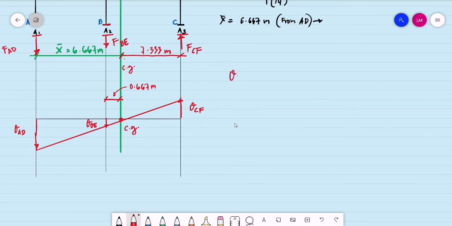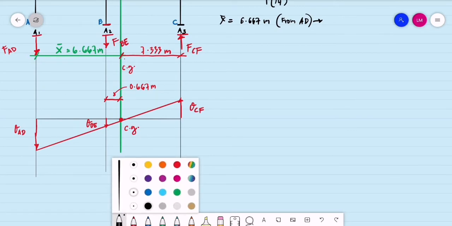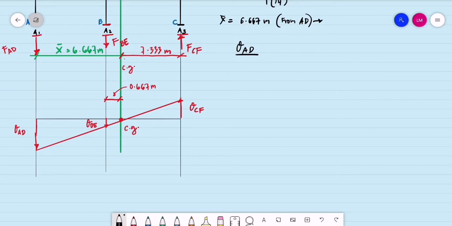So we have the stress for column AD is to 6.667. By the way, we'll be using black pen. So again, the stress for column AD is to 6.667, is equal to the stress for column BE is to 0.667, is equal to the stress for column CF is to 7.333. Again, we are using area 1 equal to area 2 equal to area 3. We are using one unit for a simpler analysis.